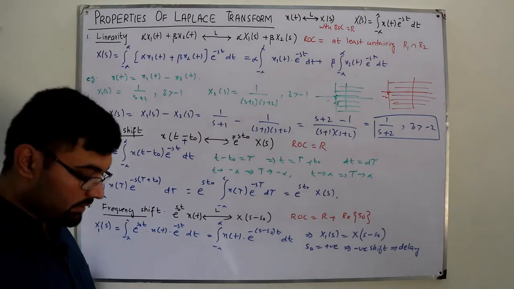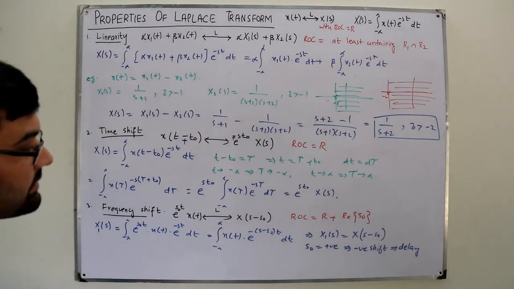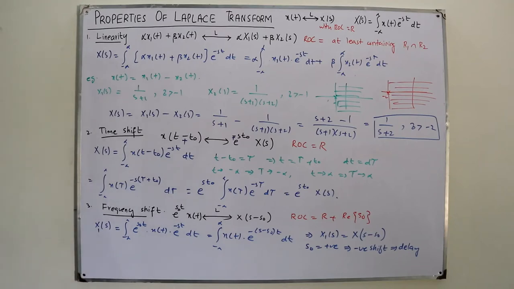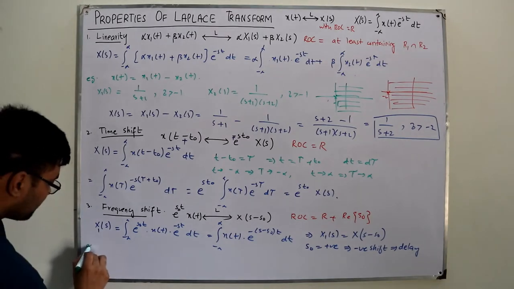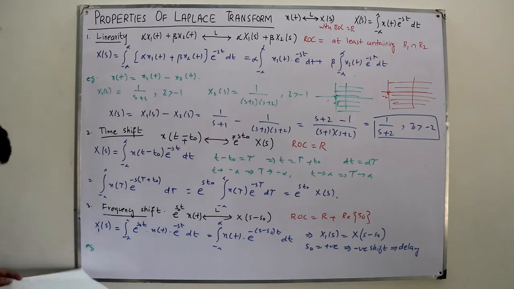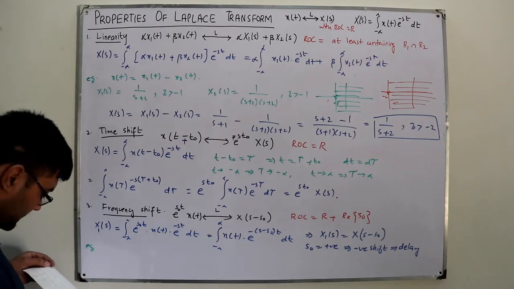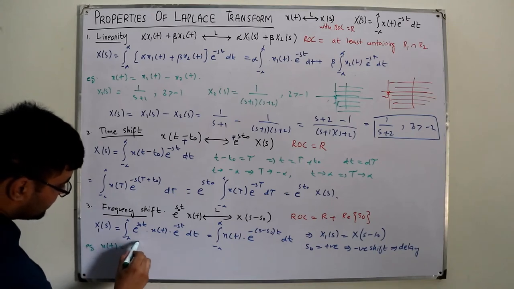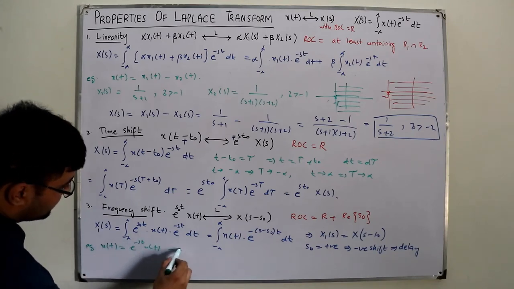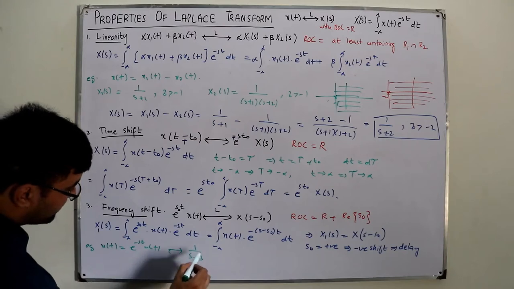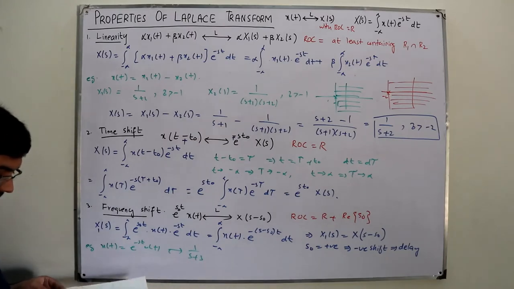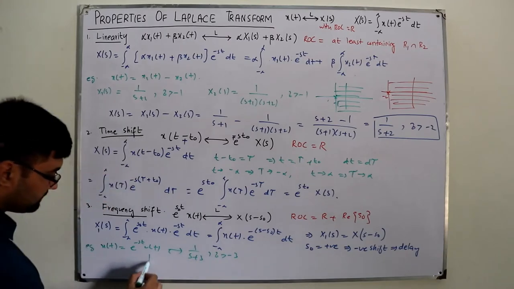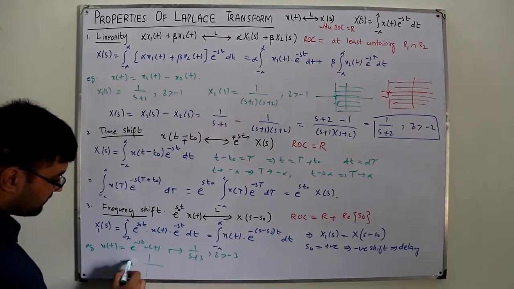If I want to give you an example, let's say we have an example. For example, I would use the green color. I have x of t is exponential of negative 3t u of t. For this, my Laplace transform would be 1 over s plus 3 with sigma greater than minus 3, right? Sigma greater than minus 3.